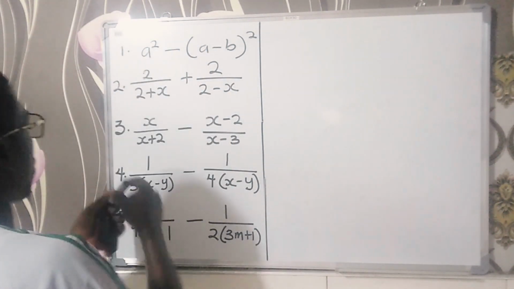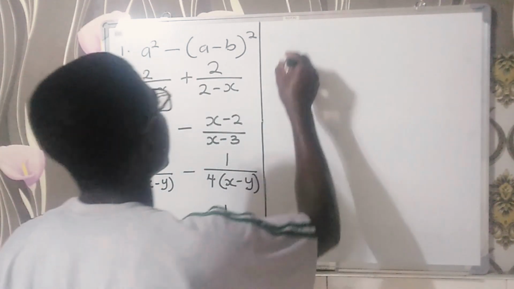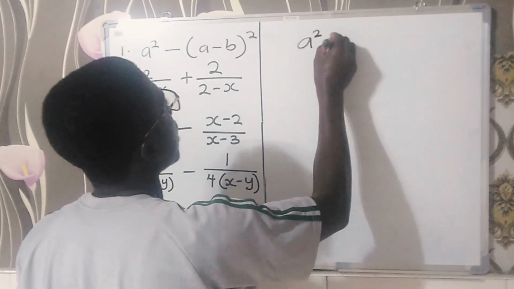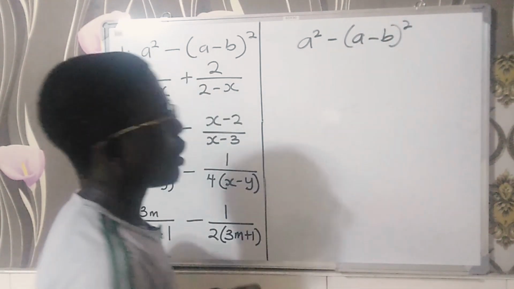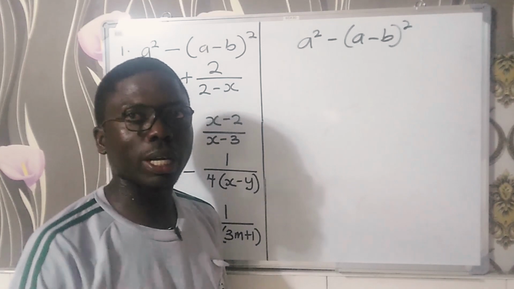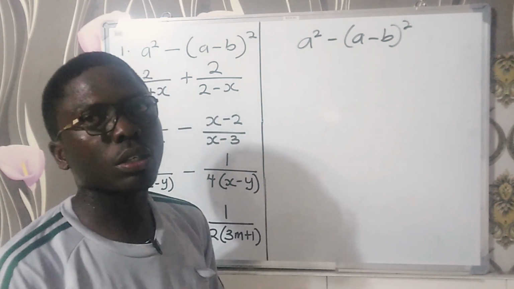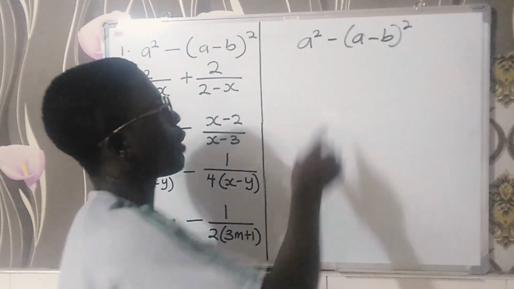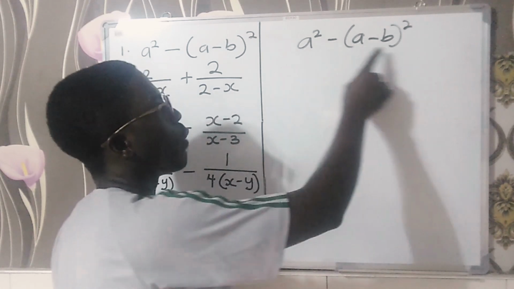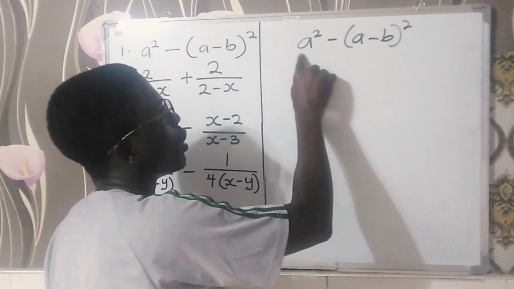Now we have on the board, we have question 1. We are solving question 1. So we have a square minus a minus b all square. So we have two methods which we can use to solve this single problem. And the first method is that you could realize we have a difference here. We have our one square on its own. We have another square on its own.